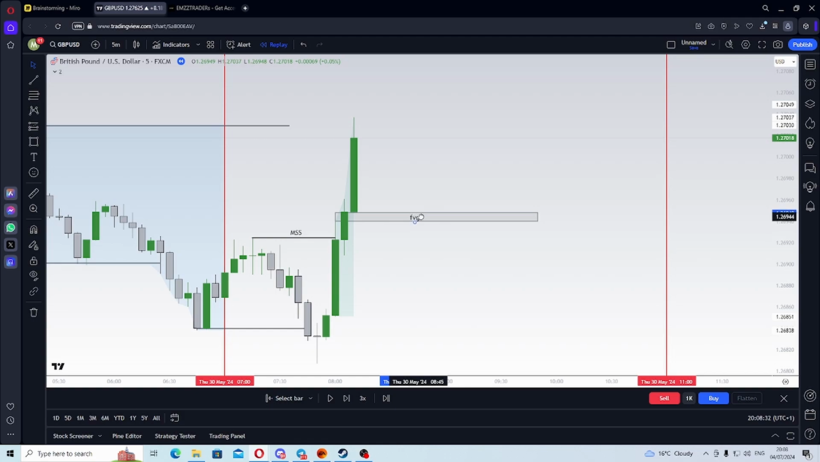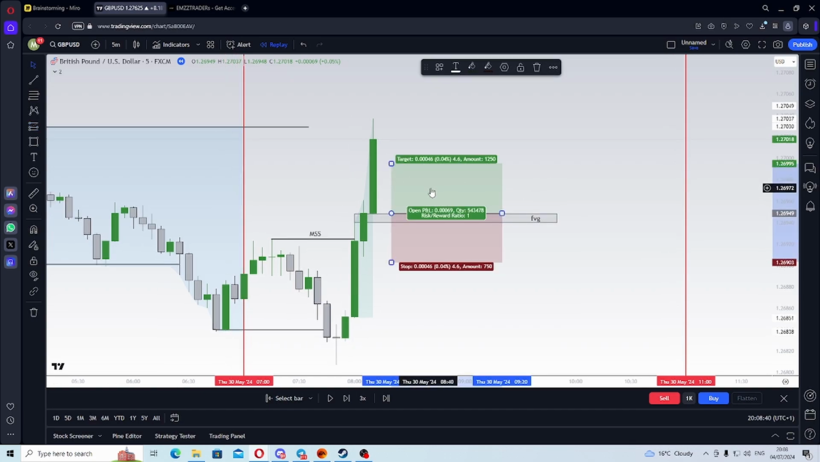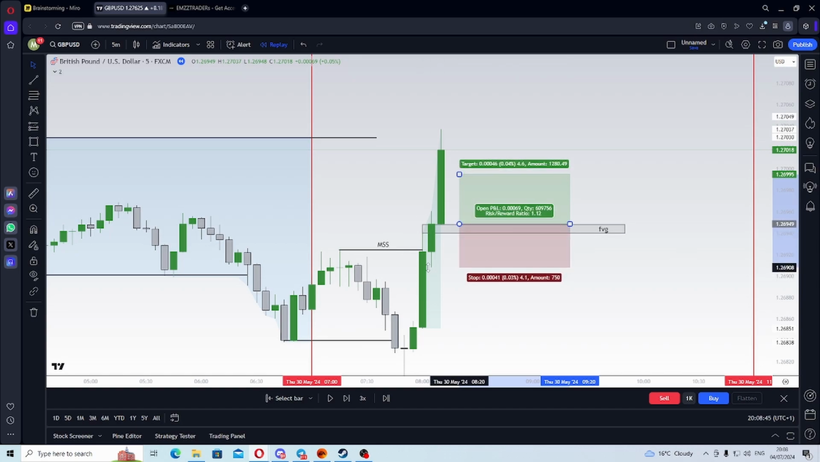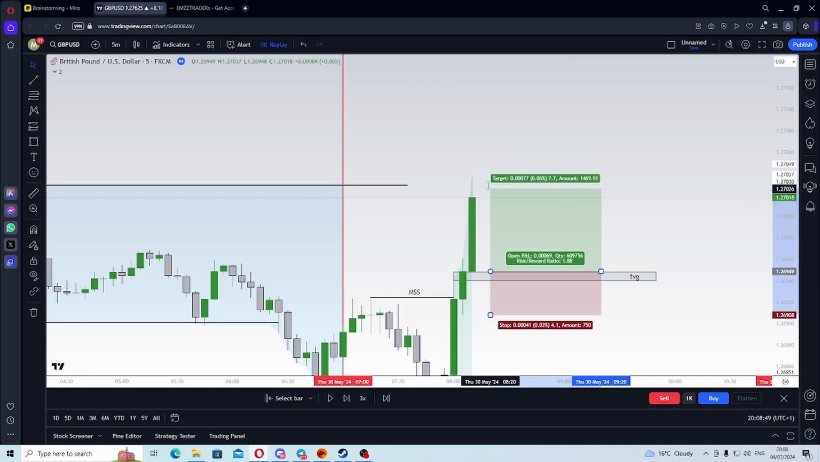Okay. Everything is set up now for us. All we need to do is actually enter. Now we're going to be entering for a buy just on this level, right on this line, okay? And now we're going to be placing our stop loss just on this fair value gap candle. And I will take profit, just as I said, a 1-to-3 risk to reward ratio.